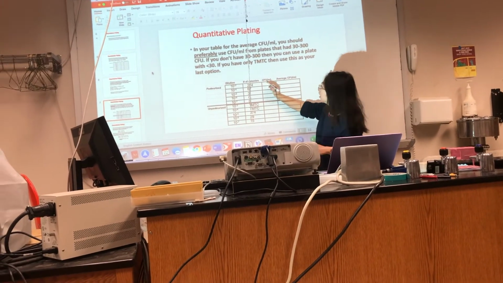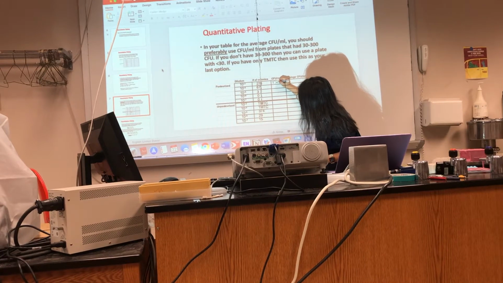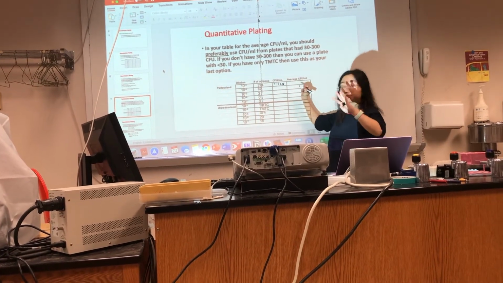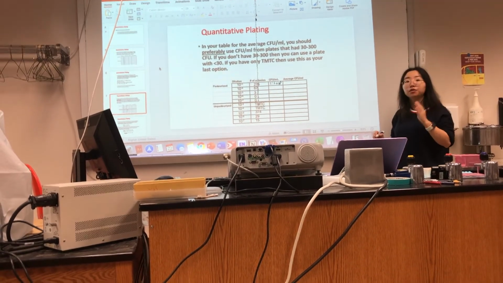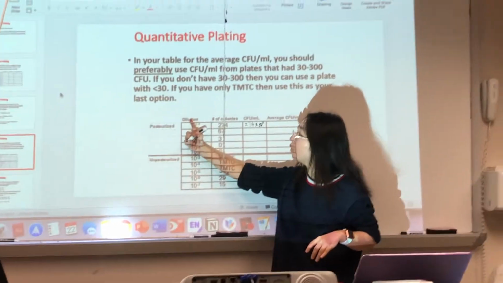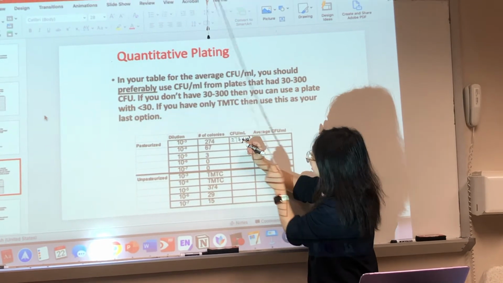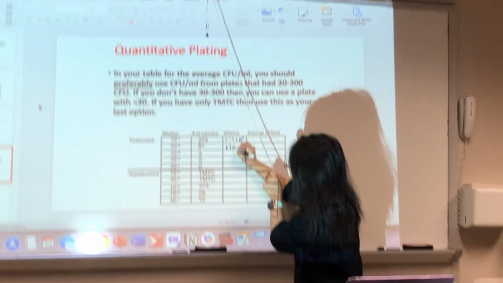So here I am going to have 374 times 10 to the 3. So this is my CFU per ml concentration of my 10 to the minus 3 plate. And let's move on to do the calculation of this one.